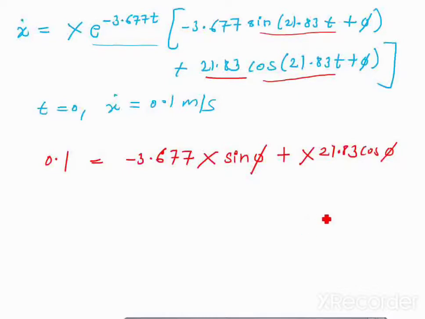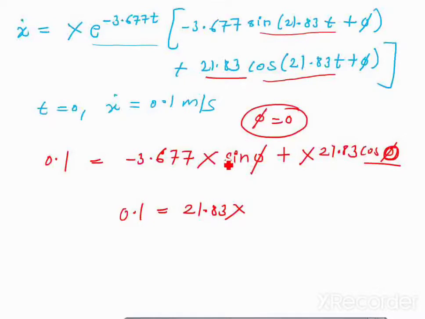Is it clear to all of you? So from this I finally get 0.1 equal to 21.83x. Sorry, this term is cos 0. Cos 0 is nothing but 1, so I get 21.83 into x. And here again phi is equal to 0, so this term will also go. So I am getting 0.1 equal to 21.83x, right?